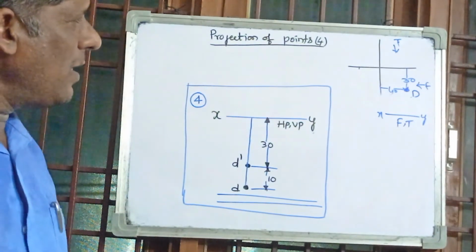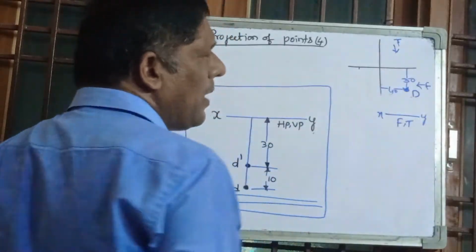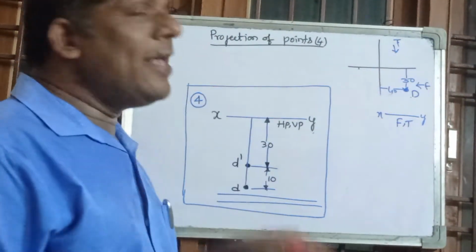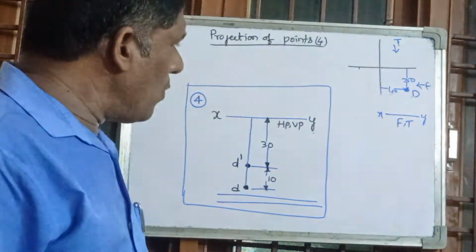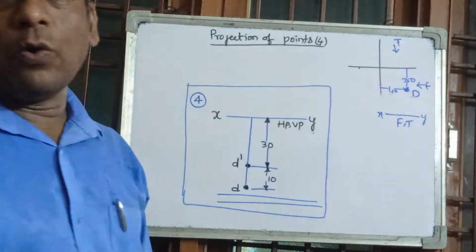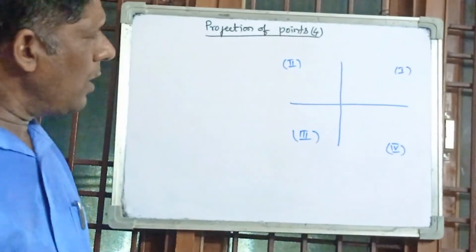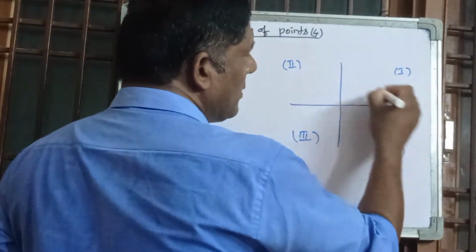Now we will go to a small difference. Sometimes they ask us, suppose the point is in front of VP 30 mm, and on HP or on VP, like that questions are there. So how we can answer that, we will see now. Okay, so we see here. So this is the horizontal plane, this is the vertical plane.